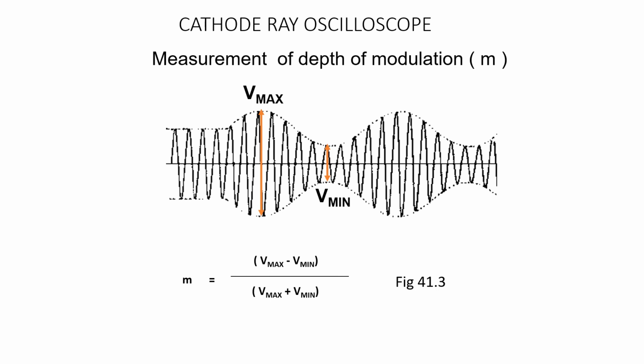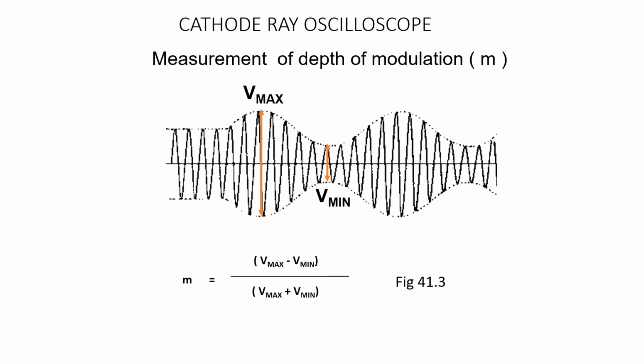So to sum up, we can use a CRO to measure the current, to measure AC and DC voltages. You can measure the power, the frequency of a waveform, the phase difference between two signals. You can measure the time period. You can measure the depth of modulation of a modulated waveform. You can measure the different parameters of a pulse. Also, you can observe a composite video signal and also the antenna radiation pattern. These are the different applications of a CRO.